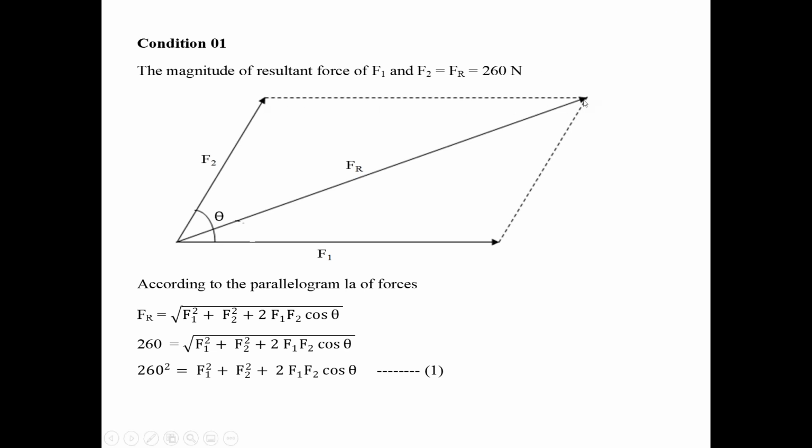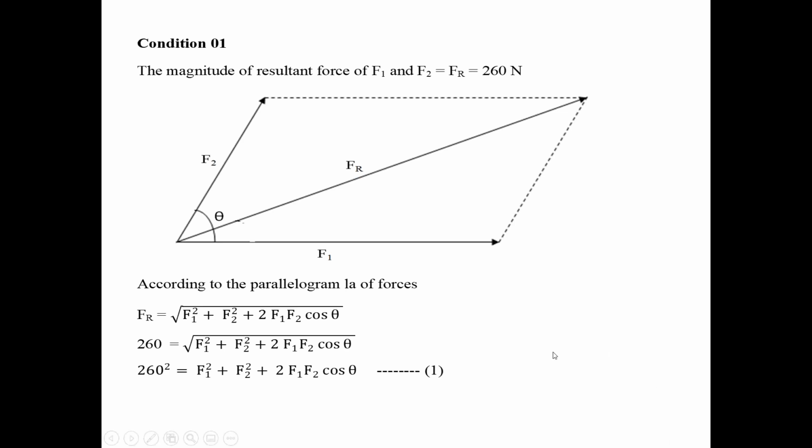This is the parallelogram for the first condition. Apply the parallelogram law equation. From the parallelogram law equation, Fr is equal to root of F1 square plus F2 square plus 2F1 F2 cos theta. We know only this resultant force magnitude 260 Newton. Remaining right hand side is unknown. F1 is unknown, F2 is unknown, theta is also unknown. Square the equation on both sides. 260 square is equal to F1 square plus F2 square plus 2F1 F2 cos theta. Equation 1.